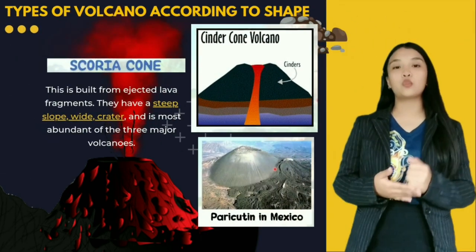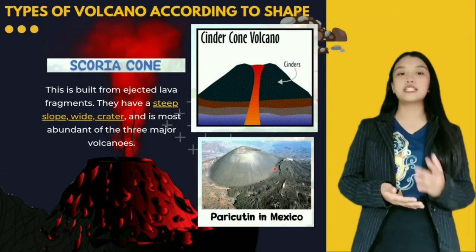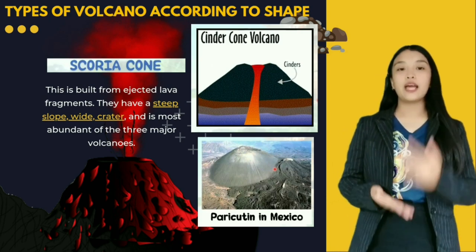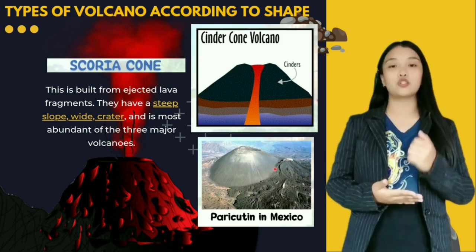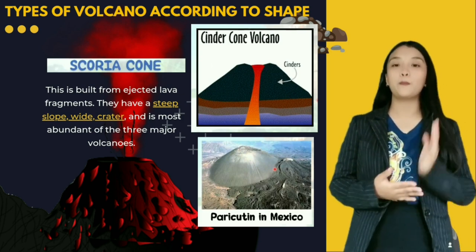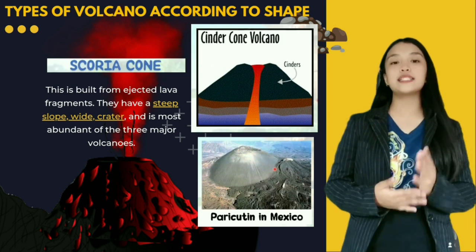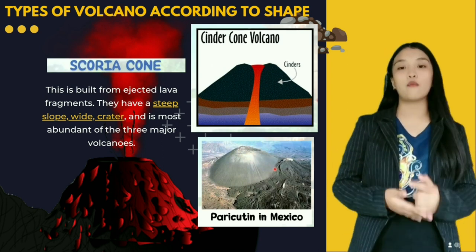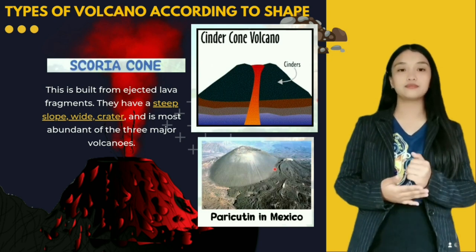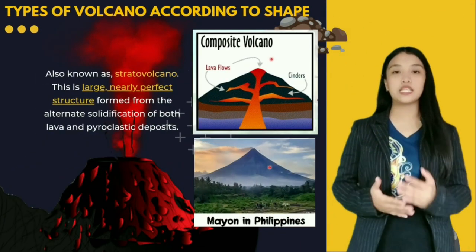The second type is what we call the cinder cone volcano. This is built from ejected lava fragments. They have a steep slope, a wide crater, and are the most abundant of the three major volcanoes. It is also known as a scoria cone. An example is Mount Paricutin in Mexico. As you can see, it has a steep slope and a wide crater that are characteristics of a cinder cone volcano. Lastly, we have the composite volcano.